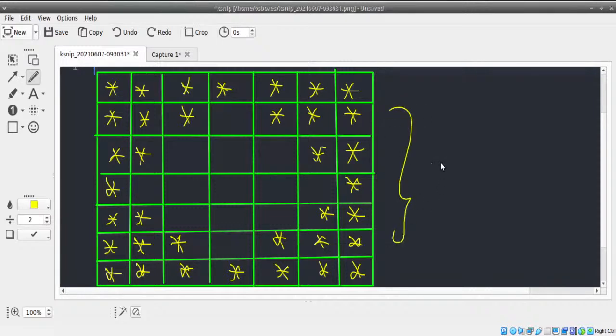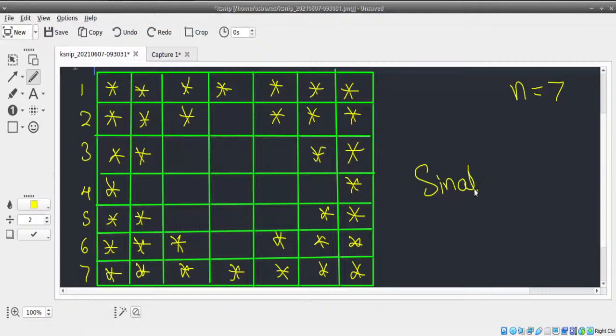Now, in this scenario, to solve this, remember the first thing is input n is 7. So we need to print 7 lines. So I'm going to say this is first line, second line, third line, fourth, fifth, sixth, and seventh. Now here's the thing we need to know. I cannot do this in a single pattern program.